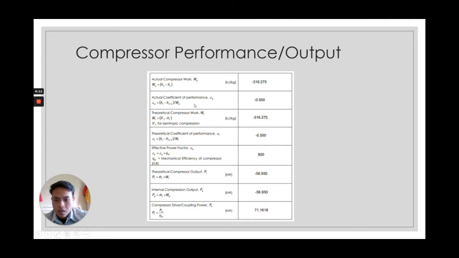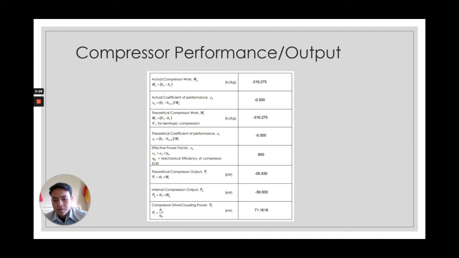Next, we calculate the theoretical compressor work. We got negative 316.275, the same as the actual compressor work. And next we calculate the theoretical coefficient of performance. We got negative 0.5. Next, we calculate the effective power factor. We use this formula and the mechanical coefficient of pressure. Then we got the answer equal to 800.